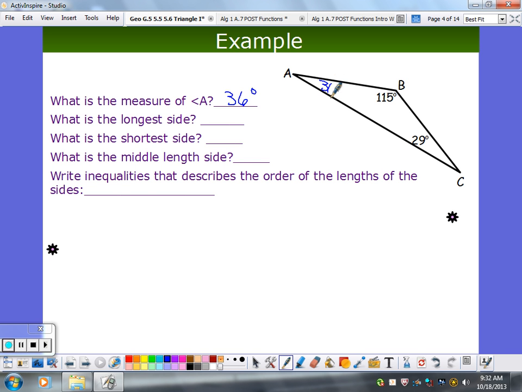So I know off the angle measures. What's the longest side in this triangle? Maria? AC. How come? Yeah, here's my biggest angle. So this has to be the biggest side, the longest side. What's the shortest side? What's the shortest side, Jake? BC. Okay, why?